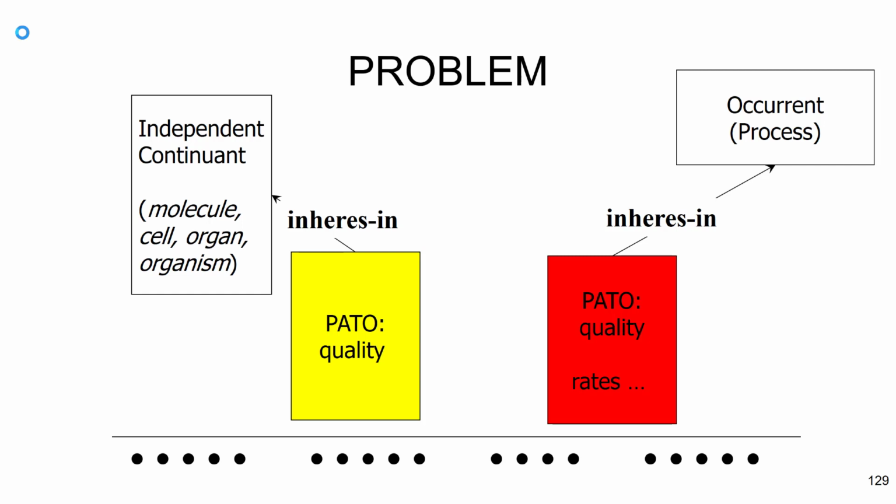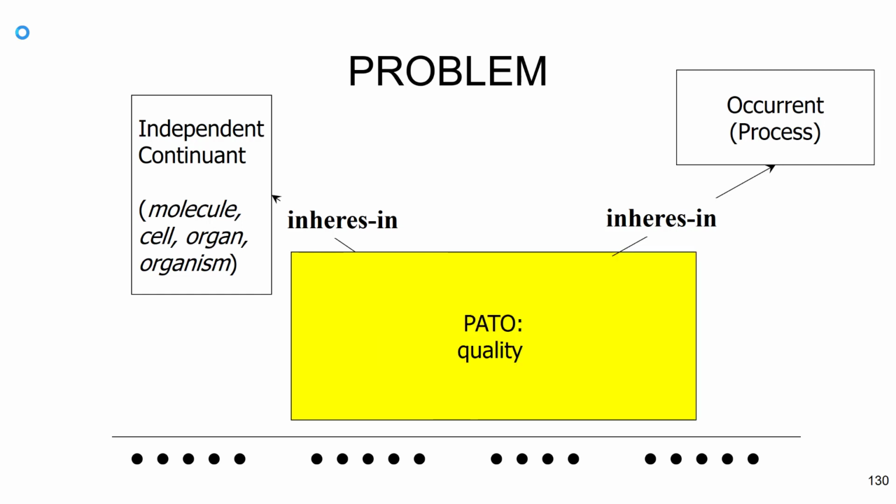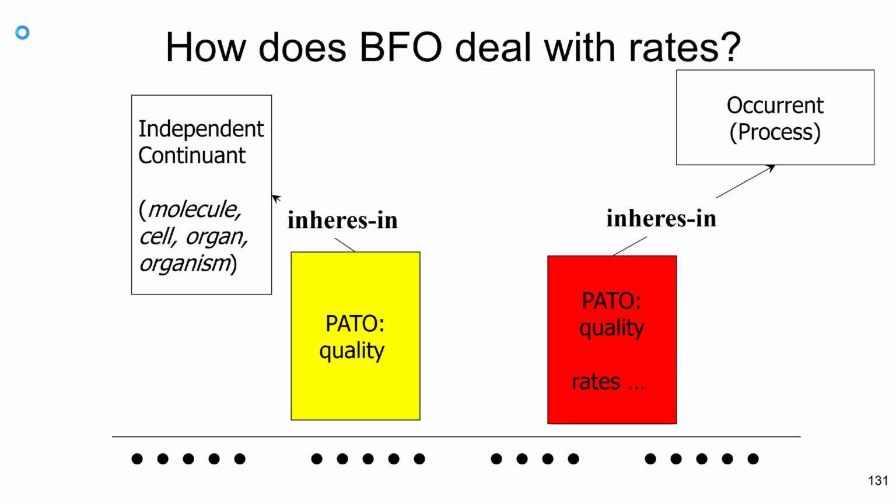So Alan Rothenberg is a world champion data scraper. And he really likes the fact that when he's scraping data, his hands are tied to a certain degree. So what is the solution? Well, this is the problem. PATO quality extends too broadly.